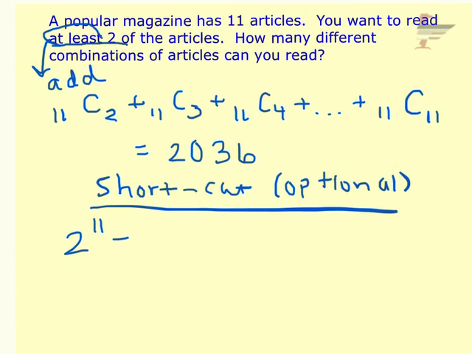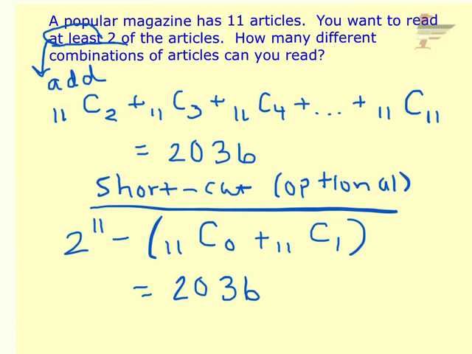Then I'm going to subtract everything I don't want. So since I want at least 2, the only things I don't want here are 11 choose 0 and 11 choose 1. Now I'm going to say this again. Up here I have 11 choose 2 all the way through 11. So 2, 3, 4, 5, 6, 7, 8, 9, 10, 11. The only things I didn't want were 0 and 1. So 2 to the 11th is going to give me 100% of the possibilities. If I take away the 2 things that I didn't want, I'm going to be left with 2,036.